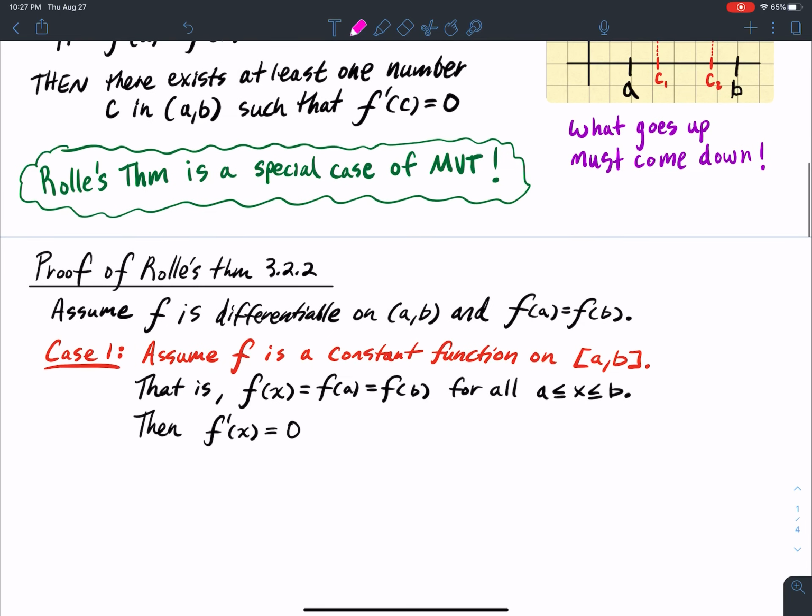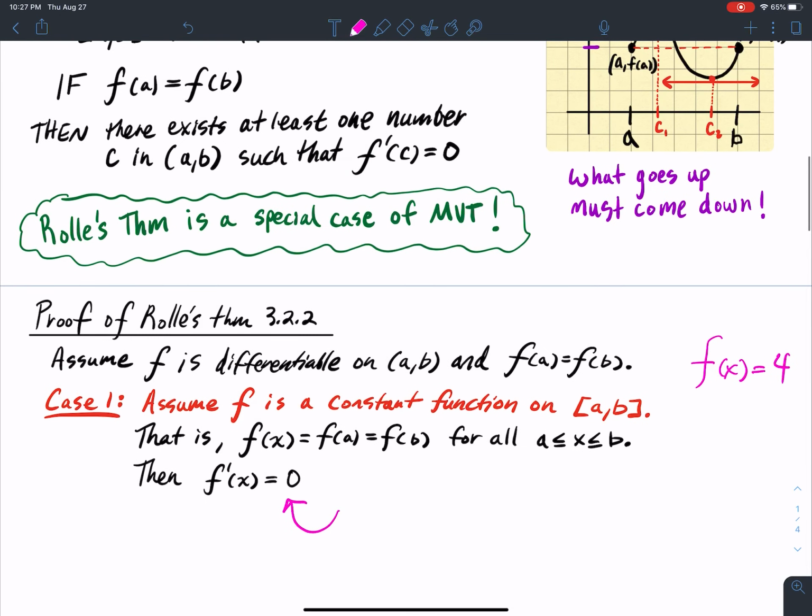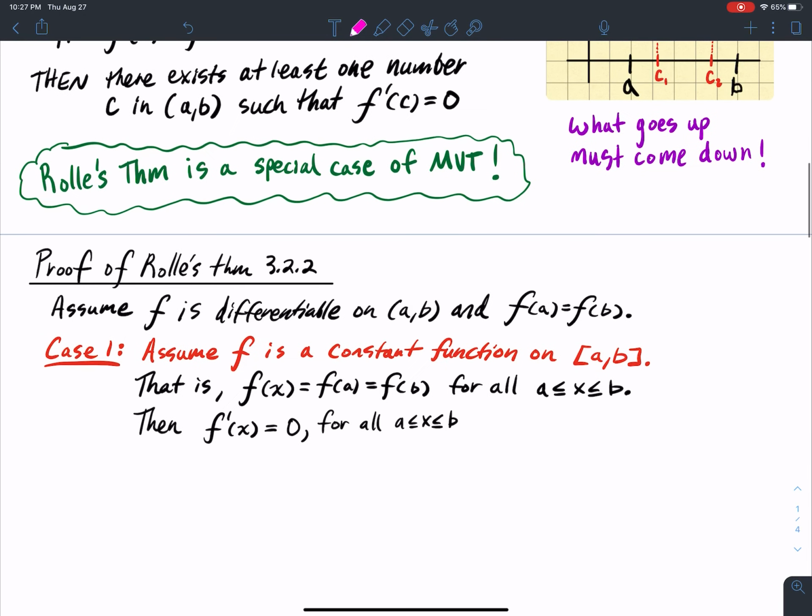Now, if that's the case, what do you know the derivative of a constant is? What's the derivative of 4? Well, the derivative of 4 is equal to 0. It has a horizontal line. It's a slope of 0, okay? For every x value in a to b.